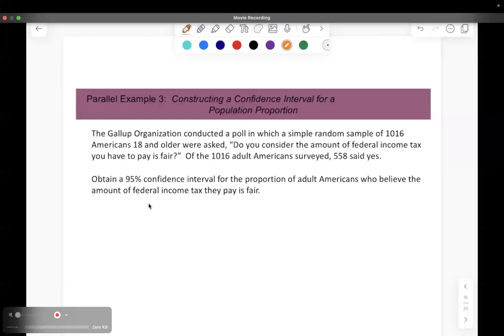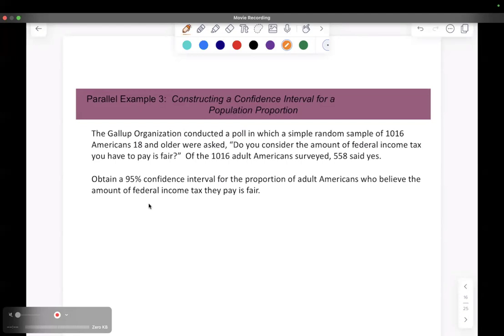The Gallup organization conducted a poll in which a simple random sample of 1,016 Americans 18 and older were asked, do you consider the amount of federal income tax you have to pay is fair? Of the 1,016 adults surveyed, 558 said yes. We're going to obtain a 95% confidence interval.